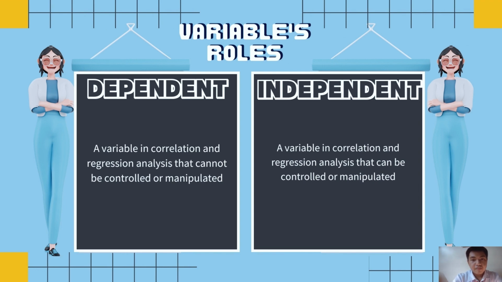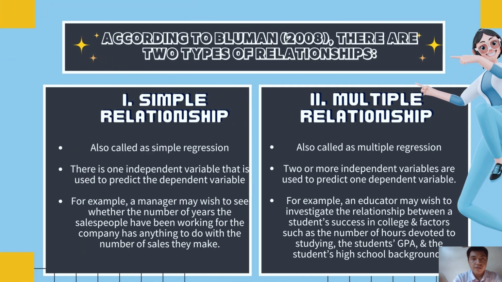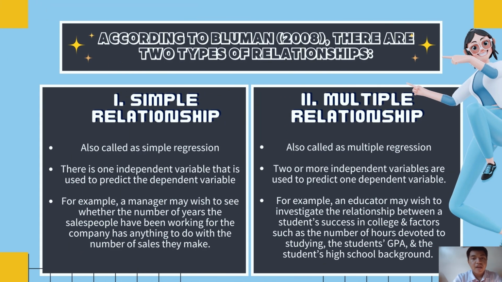A simple relationship analysis is called simple regression, and there is one independent variable that is used to predict the dependent variable. For example, a manager may wish to see whether the number of years the salespeople have been working for the company has anything to do with the number of sales they make. This type of study involves a simple relationship, since there are only two variables: years of experience and number of sales.